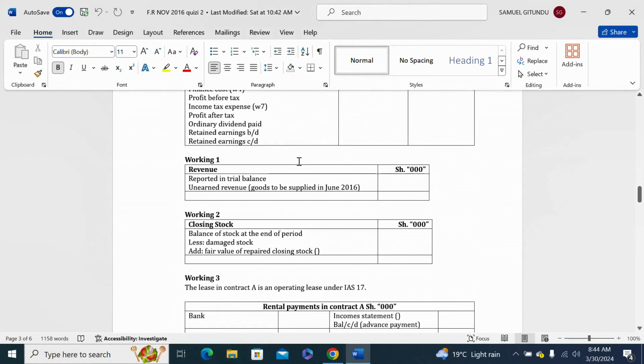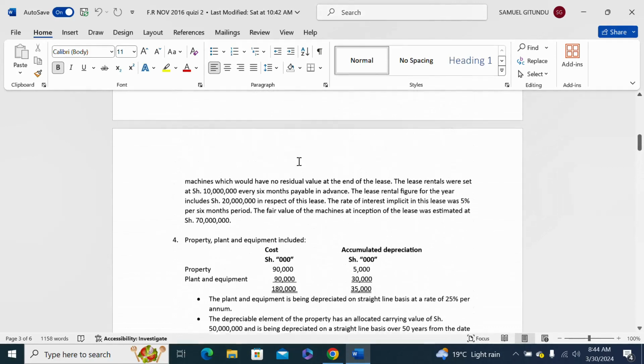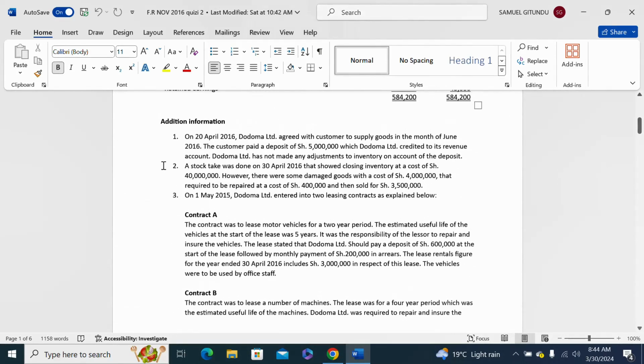Number one, let us first go to the additional information. Number one, on 20th April 2016, Dodoma Limited agreed with a customer to supply goods in the month of June 2016. So these goods are being supplied in June 2016, but the year is ending on 20th April 2016. Therefore, this supply does not relate to the current year or to the current accounting period.